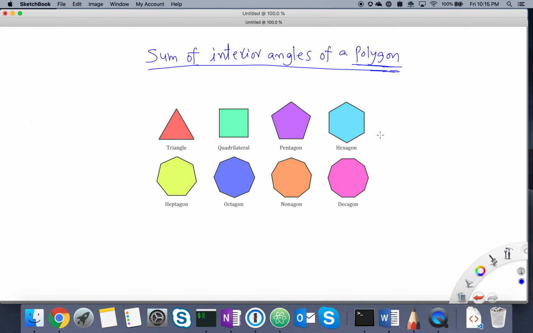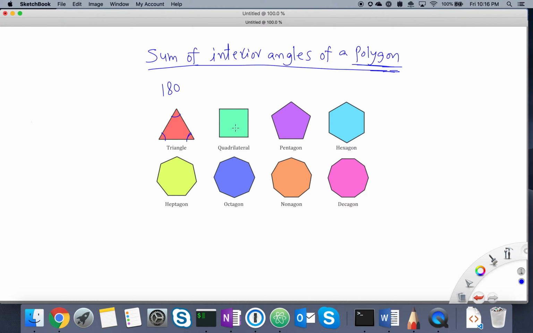One of the interesting aspects, both in tests and in general, to understand is what is the sum of interior angles of a polygon. So now let's start with something that we know. Triangle. What is the sum of interior angles? We all know these are the three interior angles of a triangle. So the sum of interior angles of a triangle is 180 degrees.